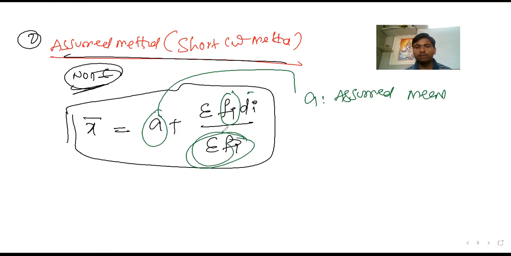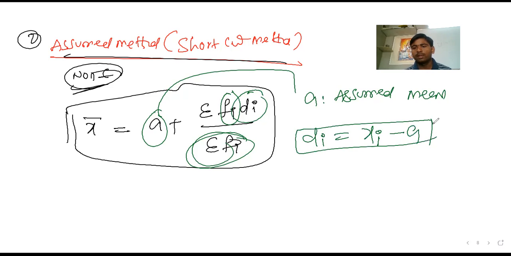Sigma fi you know, fi is already given. Di you don't know. D is nothing but deviation. How should you calculate the deviation? It is xi minus a. So each class mark minus the assumed mean. So this is the formula for the shortcut method. Okay, let us go to the other method also, then after I'll come back to the questions.